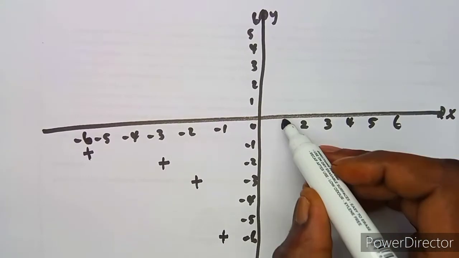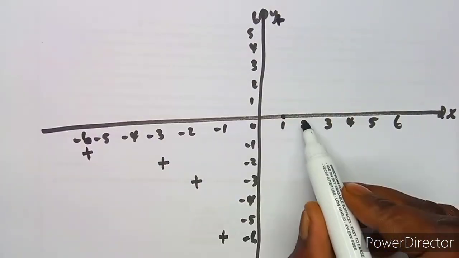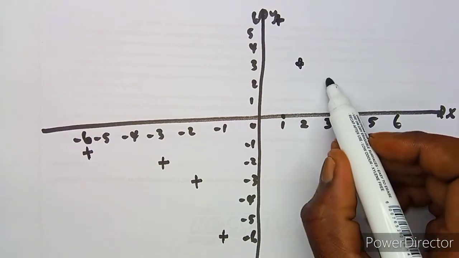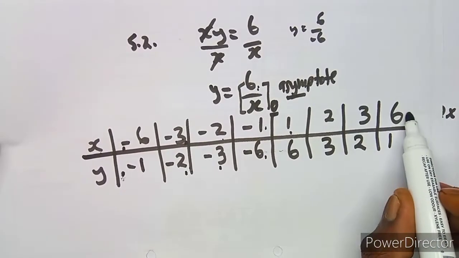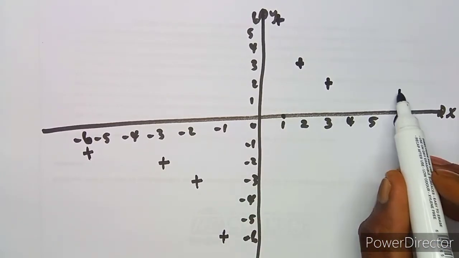That's 1 versus 6. 1 in x and 6 in y here. You mark your point. 2 versus 3. That's 2 versus 3. You mark your point. 3 and 2. You do the same. 6 in x and 1 in y. That's 6 in x and 1 in y. You mark your point like that.